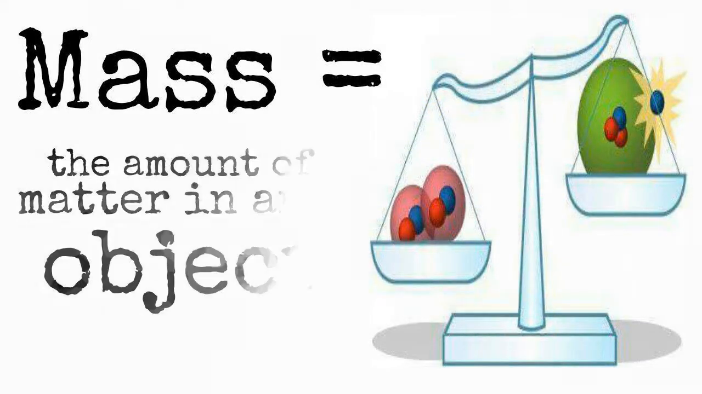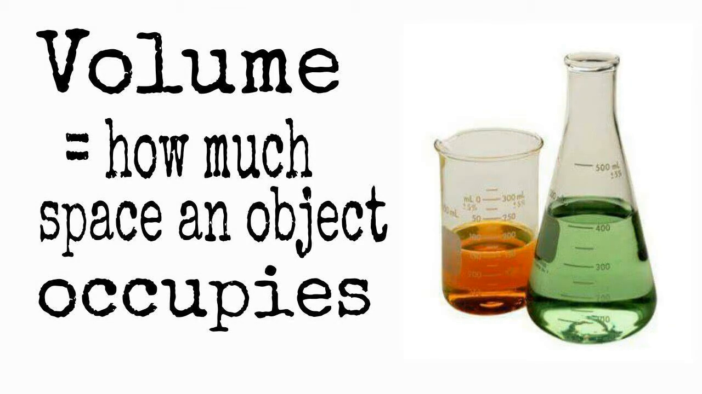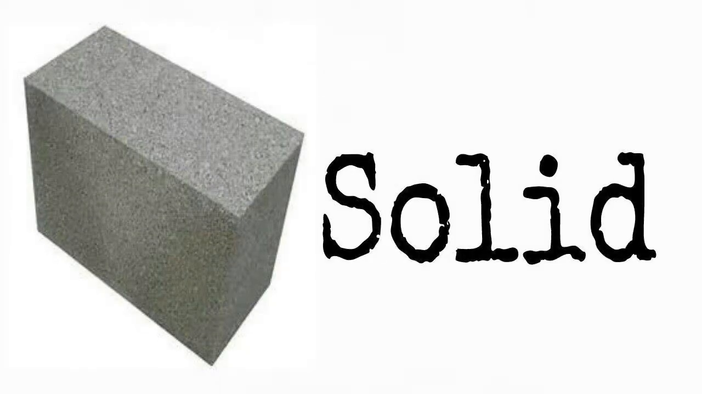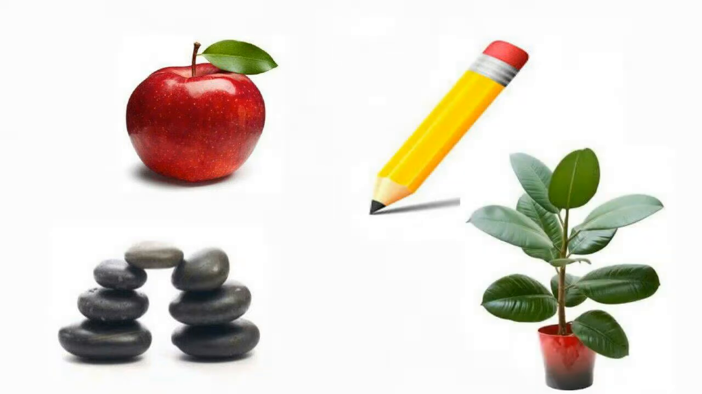Mass is the amount of matter in an object. Volume is how much space that matter takes up. Solids are easy to recognize. Rocks, apples, pencils, and plants are examples of solid objects.